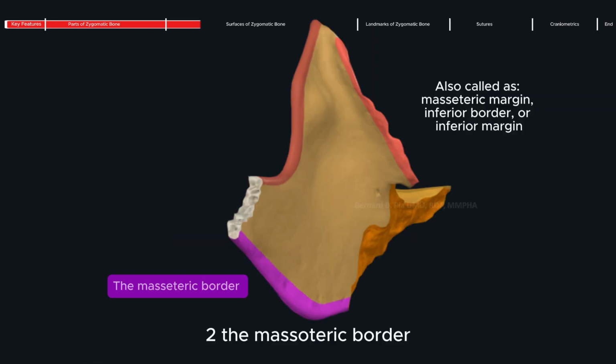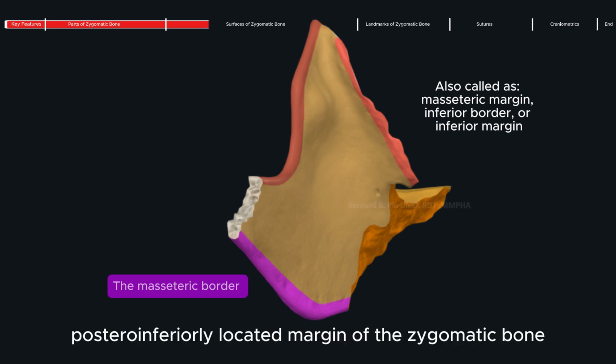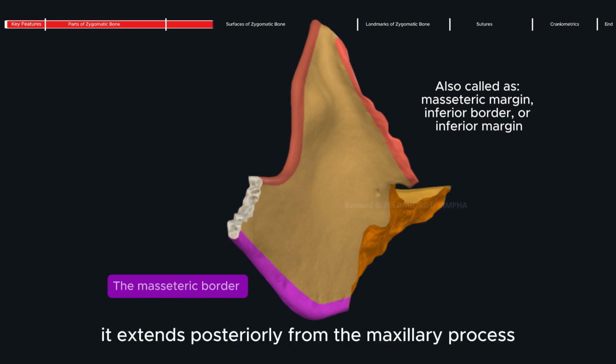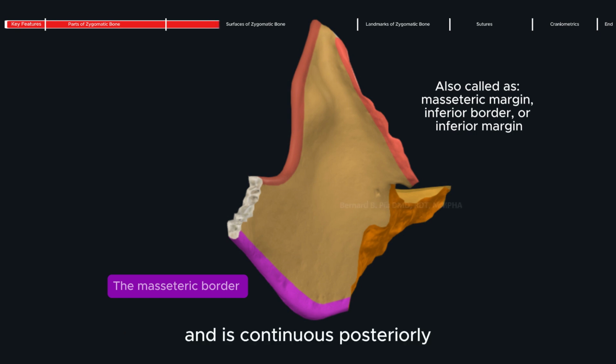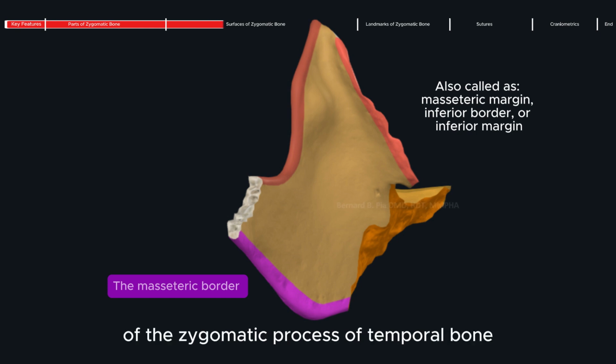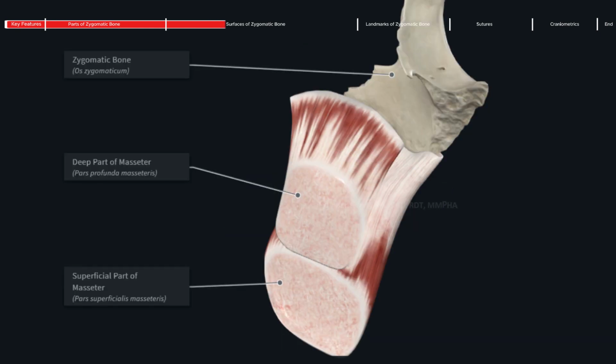2. The masseteric border, masseteric margin, inferior border, or inferior margin, is the thick, rough, posteroinferiorly located margin of the zygomatic bone. It extends posteriorly from the maxillary process to the temporal process of the zygomatic bone and is continuous posteriorly with the inferior margin of the zygomatic process of temporal bone. The masseteric border of zygomatic bone provides an origin site for the masseter muscle.